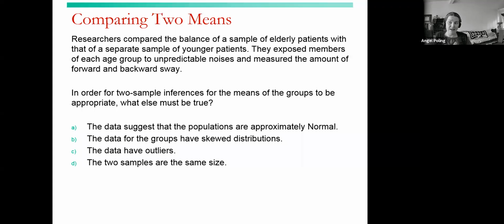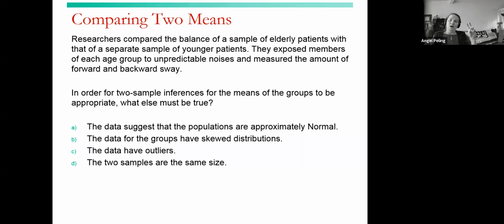That the data have outliers? No, we'd rather they don't have outliers, right? That the data for the groups have skewed distributions. Generally, if there's an outlier, there's a skewed distribution. I mean, generally, but not necessarily, I guess. But none of those are great choices, right? A, the data suggests that the populations are approximately normal. That's the one we're looking for, right?